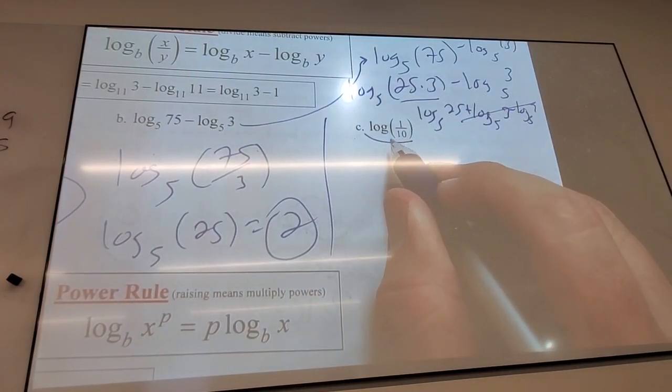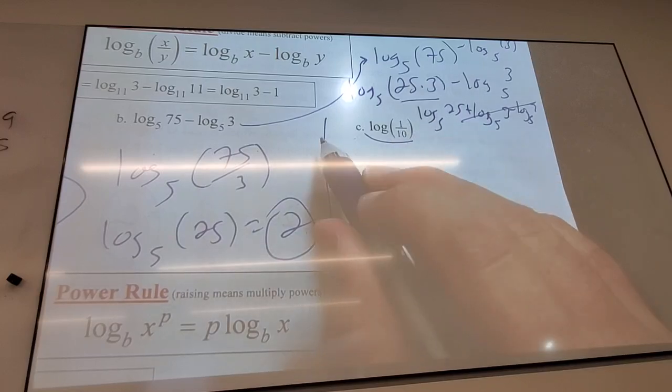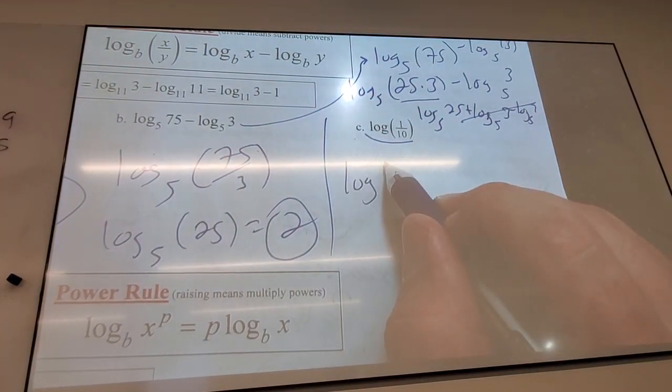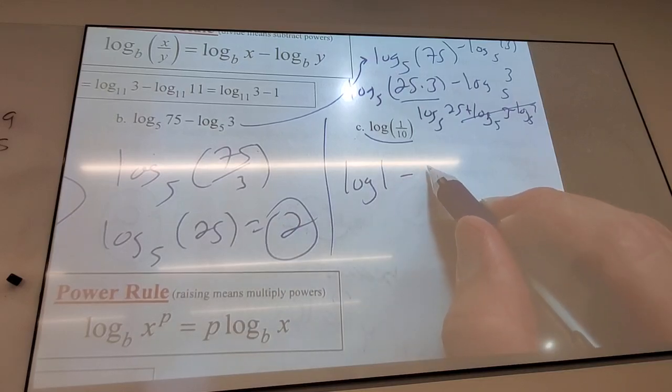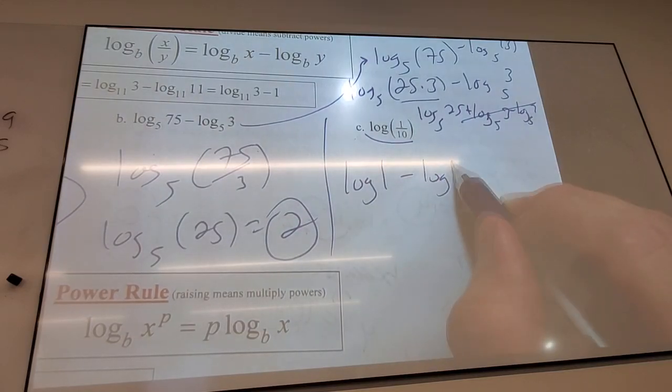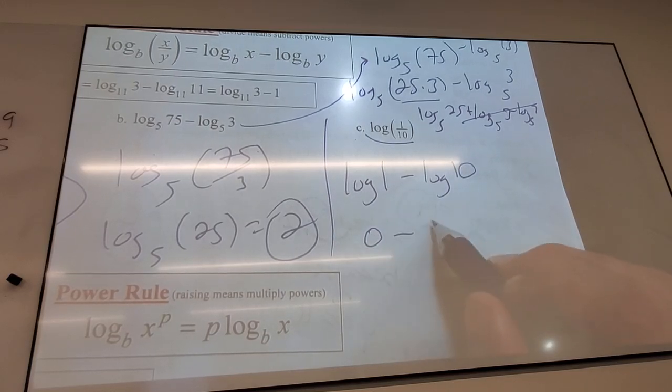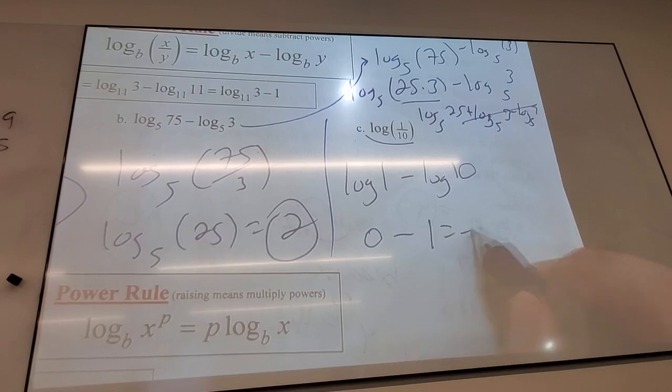What's the base, by the way? 10. So if I use this property, how do I rewrite this? Log base 10 of 1 minus log 10. And what's log of anything of 1? Log base of anything of 1 is 0. And what's log of 10? 1. So I get negative 1.